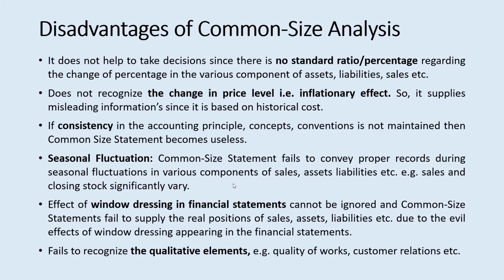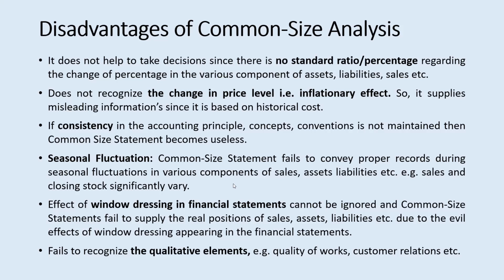Actually, we know that this historical cost is irrelevant for decision making. For decision making, we have to make the decisions based on the relevant cost or the current cost by identifying the inflation effects. But this common size statement analysis is unable to identify the changes in price levels. Therefore, the decision may not be accurate with this common size analysis. Let's move on to the third one.